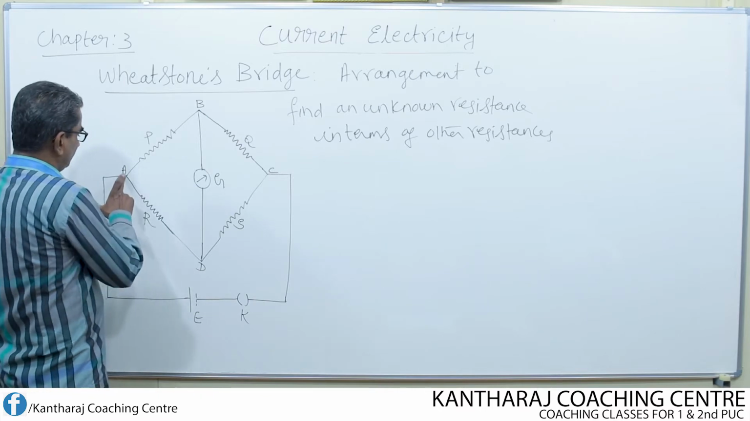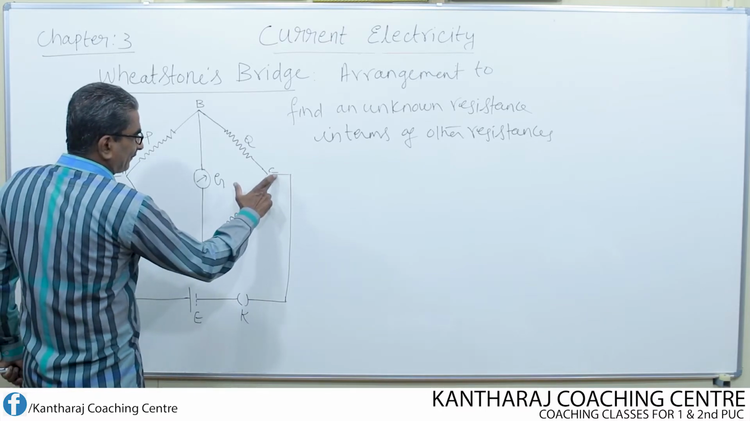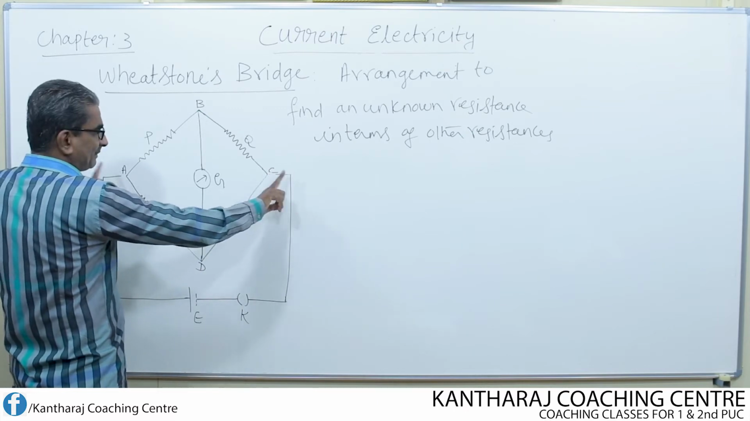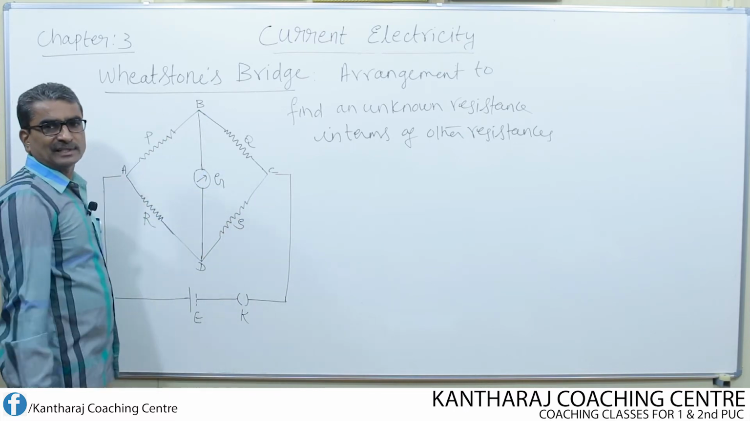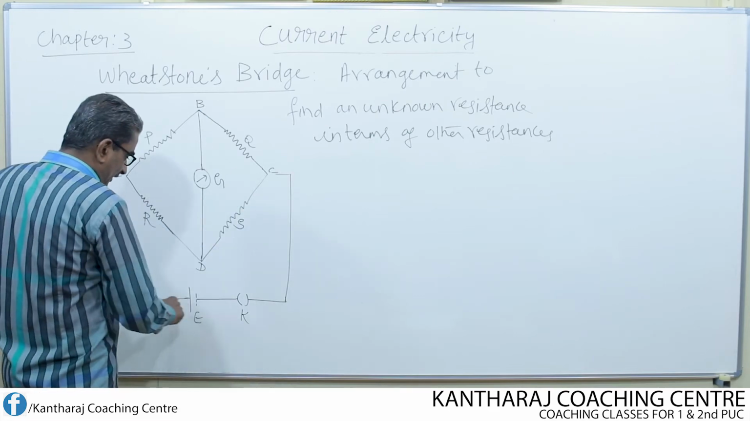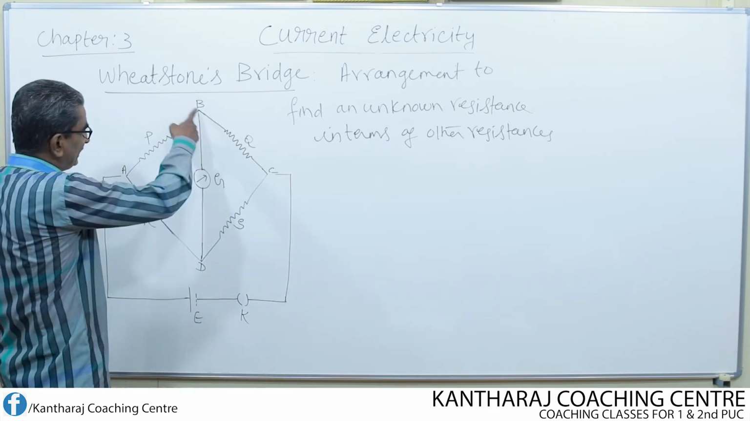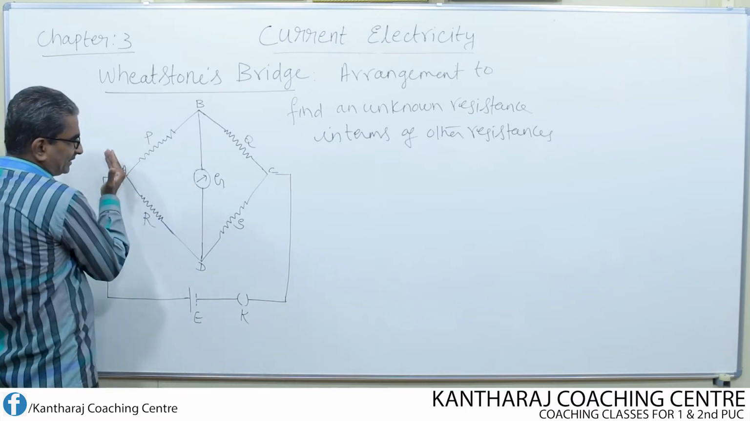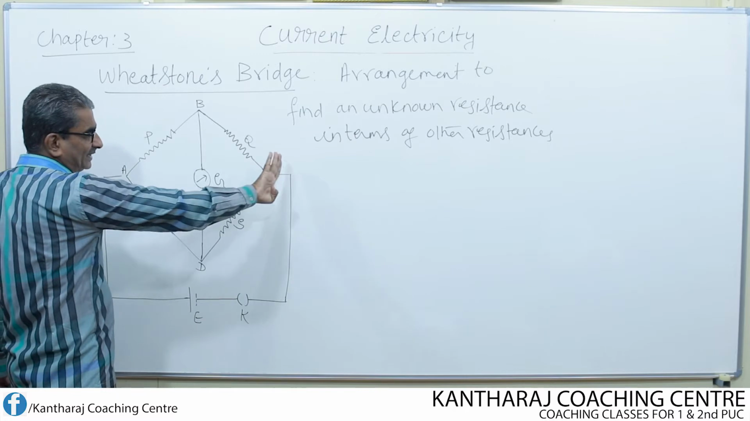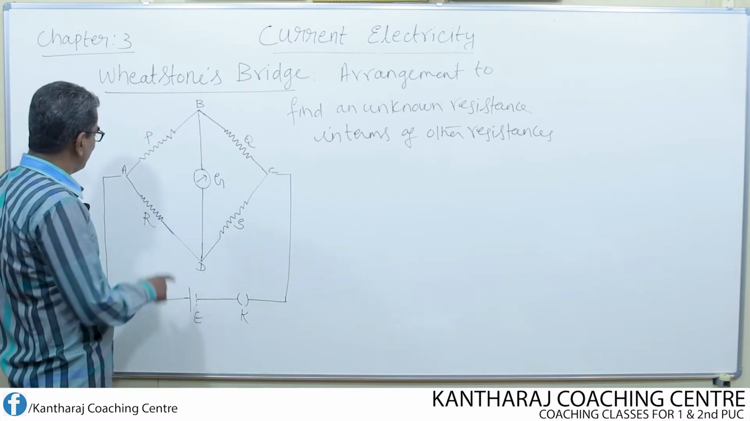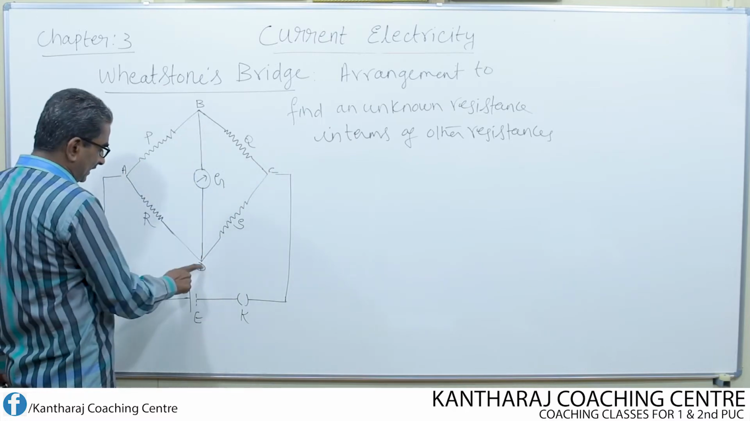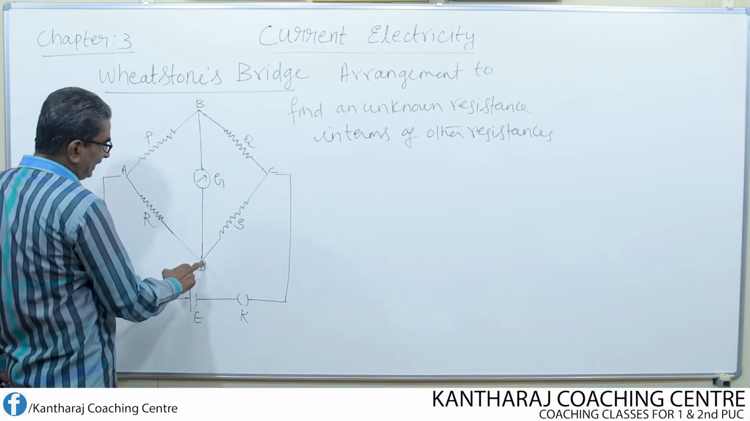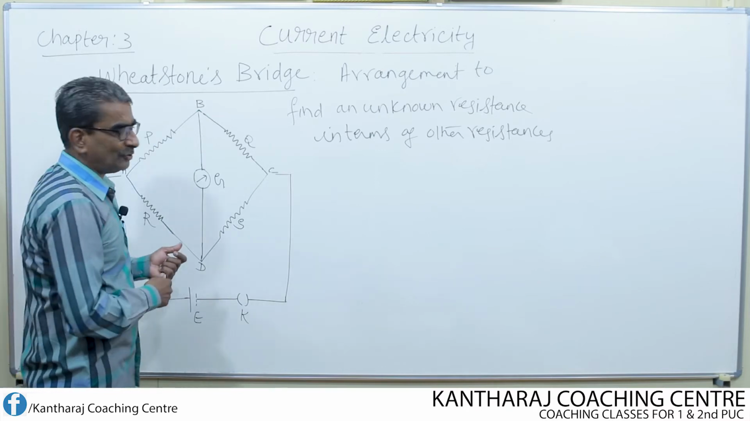Suppose if I remove this, for the time being, if I just separate this resistance branch from the cell and the plug key, then in this how many loops or meshes are there? On the left side, this forms one loop. On the right side, this forms another loop. That means A, B, D, A is one loop. Then B, C, D, B is another loop.